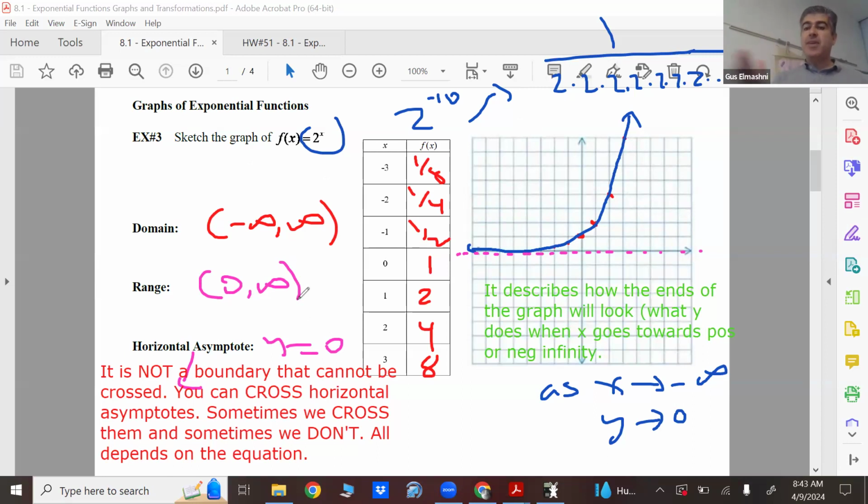And that's actually kind of the beginnings of calculus. Calculus talks about limits, limiting behavior. There's a limit that y approaches. y approaches 0 as x goes towards negative infinity. Now, as x goes towards positive infinity, what's y doing in this case? Yeah, that's going up like crazy.